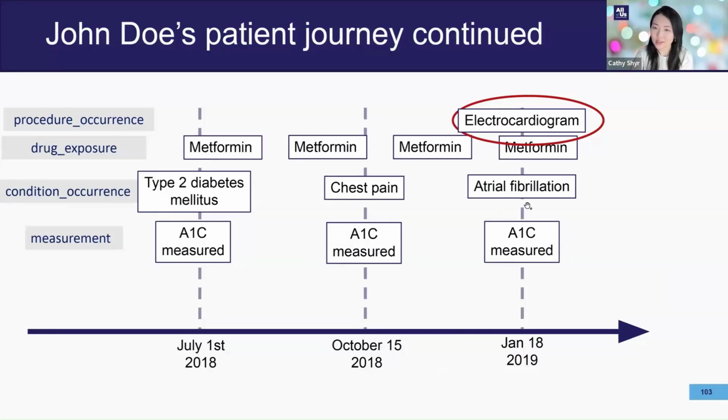And so at that same visit, he had an electrocardiogram, or an ECG. On the left here, you can really see how the patient journey has expanded to incorporate different aspects of EHR domains, right? So an ECG would belong to the OMOP table, procedure occurrence.